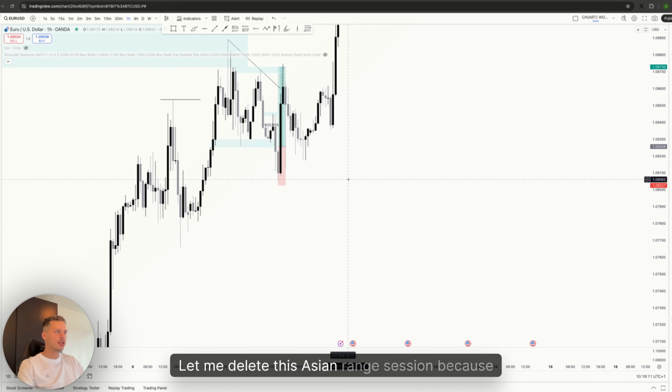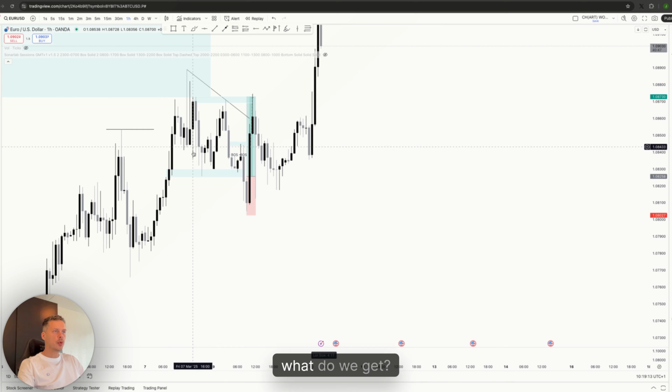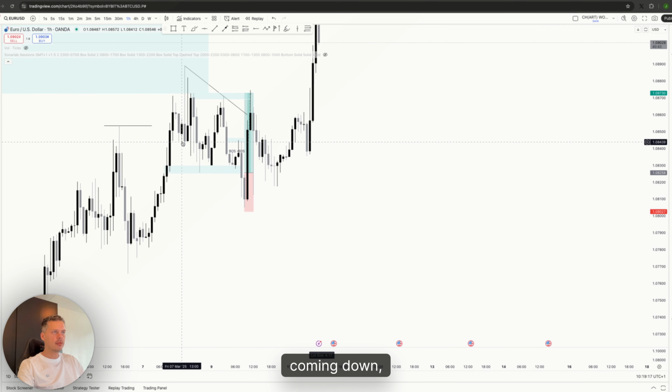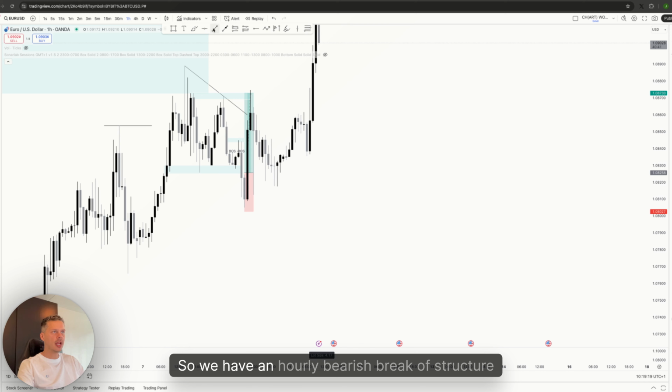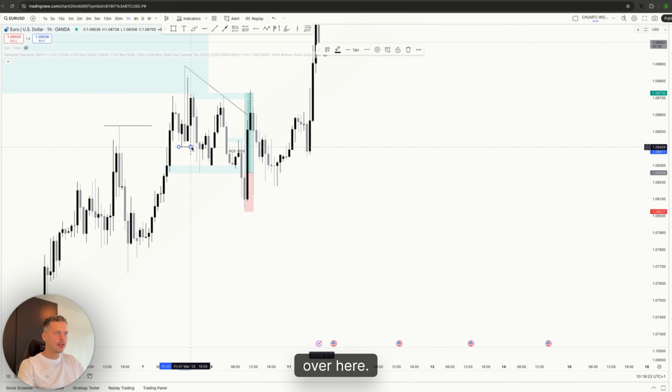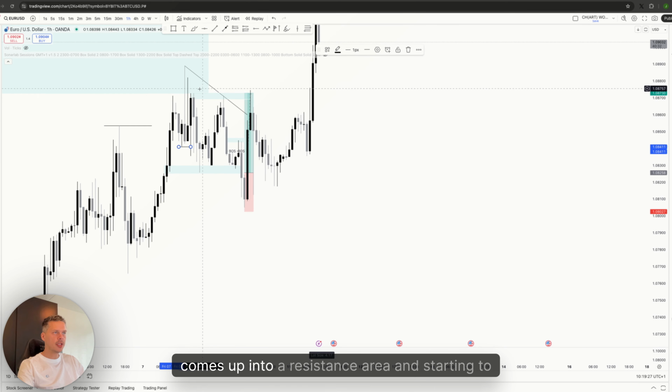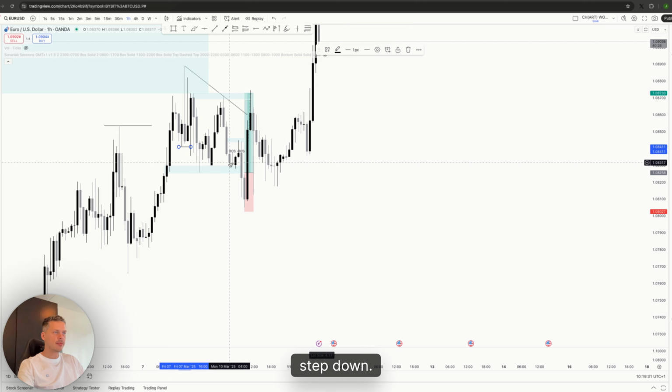Let me delete this Asian range session. Because what do we get? We get price action stepping up, coming down, stepping up. So we have an hourly bearish break of structure over here. Price comes then down again, comes up into a resistance area and starting to step down.